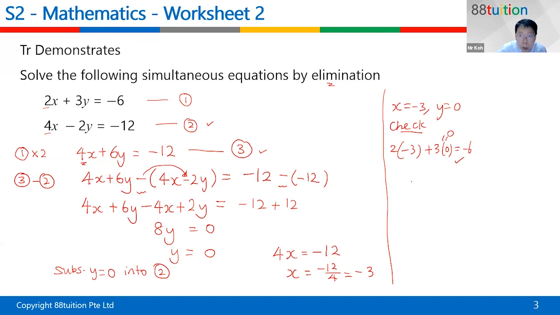Then check equation 2 as well. So 4 times minus 3 minus 2y. Again, I purposely put down 0 to show you. So again, this goes to 0. Then 4 times minus 3, actually that gives you minus 12. So again, this is correct. So therefore, because of this check, you know that your answer is correct.